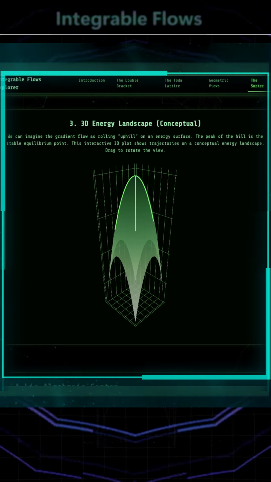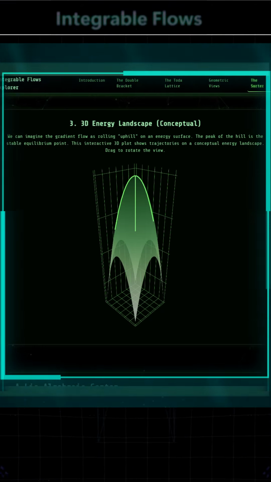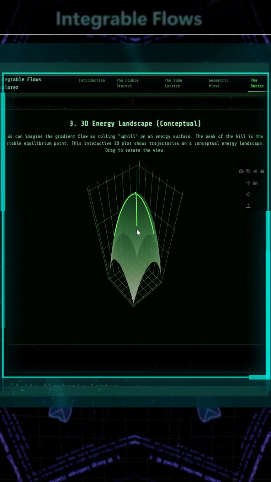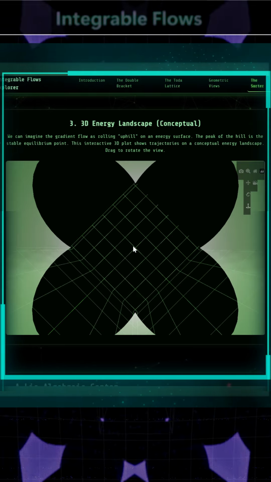We can imagine the gradient flow as rolling uphill on an energy surface. The peak of the hill is the stable equilibrium point. This interactive 3D plot shows trajectories on a conceptual energy landscape.